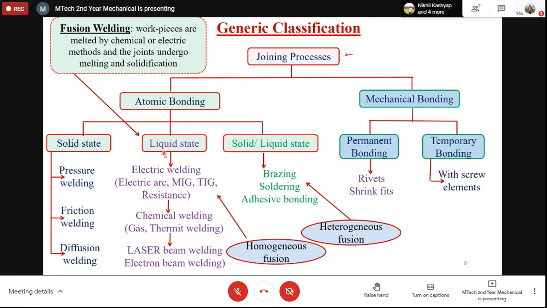Okay, so in these types of welding, we are not raising the temperature of the material up to the melting point. So they are solid state bonding, or solid state welding.